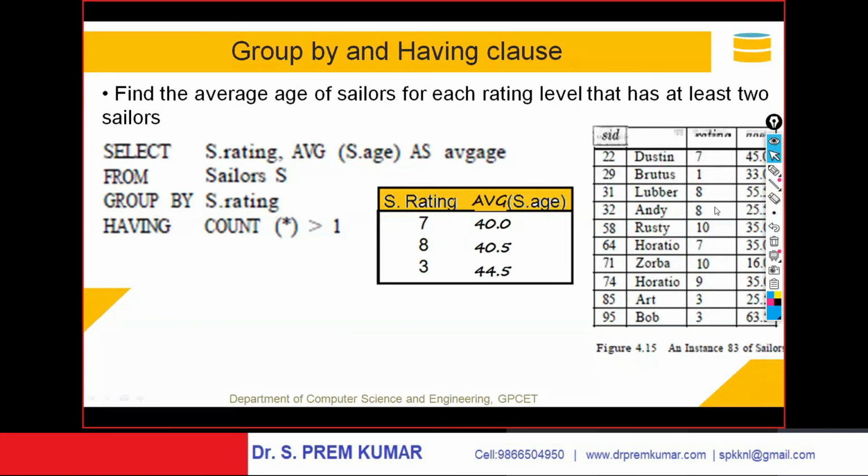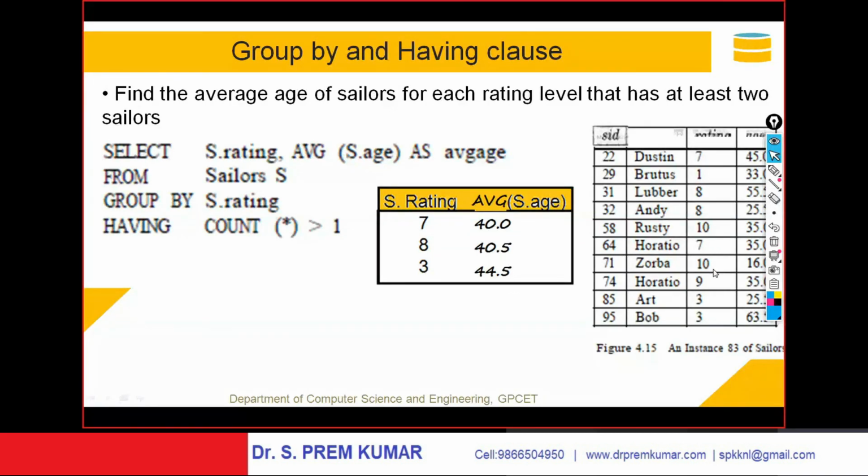For example, rating 7. Here you have more than 1, so you find the average. Rating 1 has only 1 sailor, so you just omit this one, Brutus. You take 8 and 8. At least 2 means more than 1. So here there are 2, and hence you find the average age.